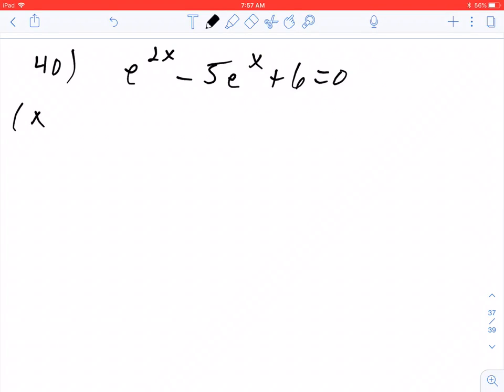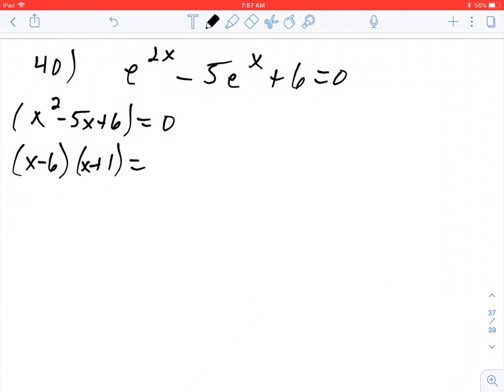All right, now moving on to number 40. If you look at number 40, it says e to the 2x minus 5e to the x plus 6 equals 0. And now what you're going to do with this one is pretend like it's a quadratic, and we're just going to do a quick substitution. We're just going to say this is x squared minus 5x plus 6. Okay, we actually don't need a parentheses there. Equals 0. Now, the way that would factor is x minus 6, x plus 1.